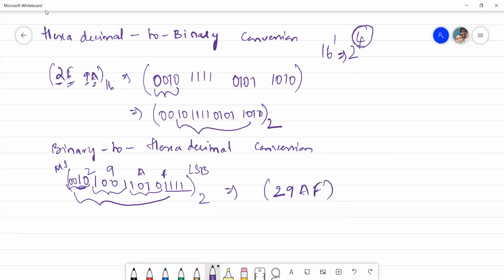So for this number, see, this much big digit is just converted to 4 symbols. Only 4 symbols are present. So because it is inconvenient to handle long strings, we can go for this base 16, hexadecimal. So for convenience we are using it.